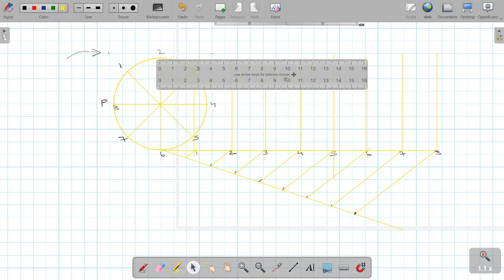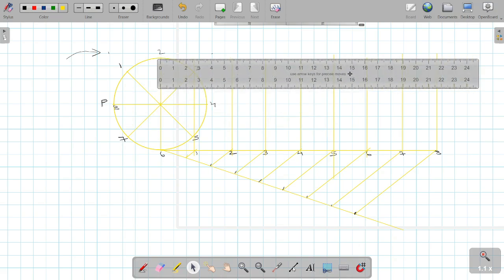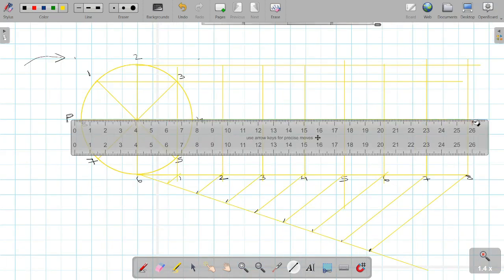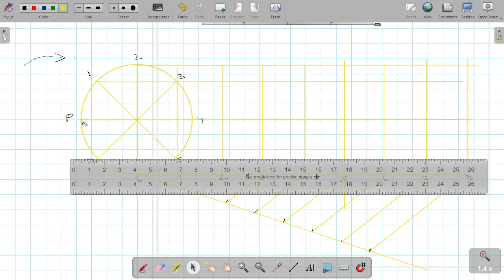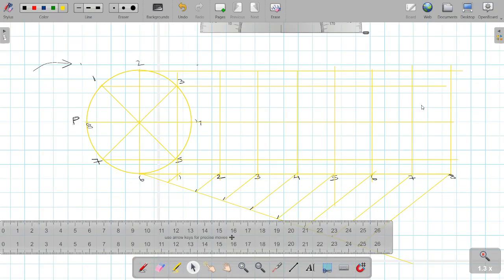Now we have to make horizontal lines from all the points on the circle. So after making the horizontal and vertical lines from all the points on the circle and on the circumference line, we now need to give the names to the centers. So let us say this is center C of the circle.